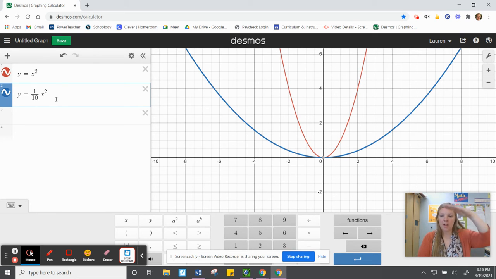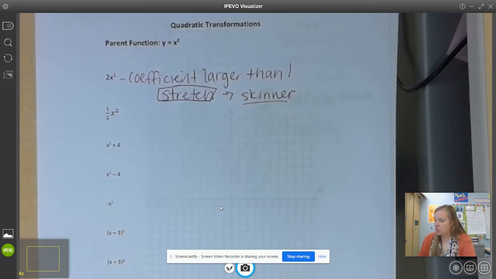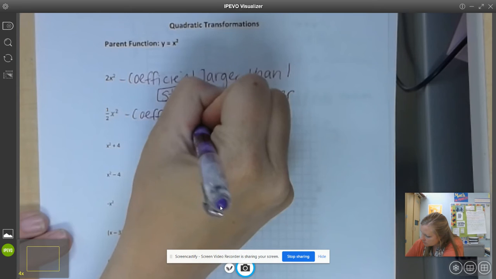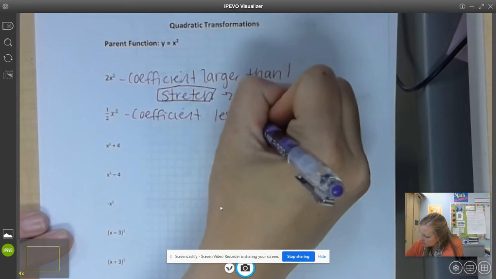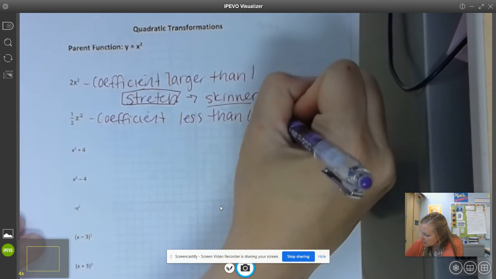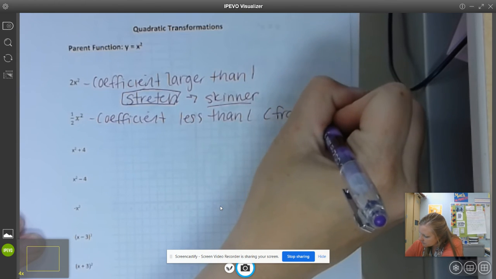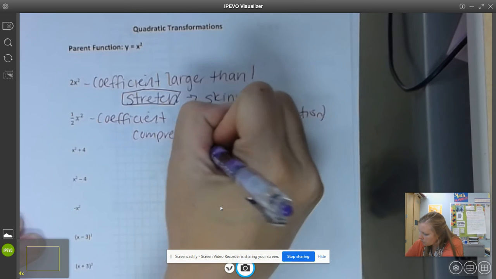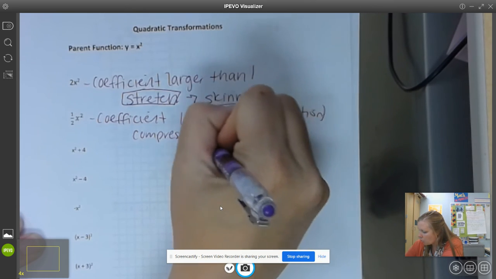This is called a compression. We're taking the graph and we're smushing it down, which makes it wider. If I push on my head, I would end up getting wider and wider and wider as I smush. And so going back to this sheet, if the coefficient is less than 1, which means it's a fraction, we call that a compression, and the graph gets wider.